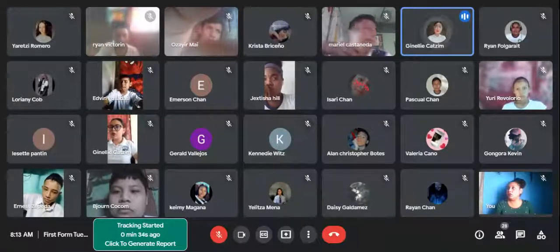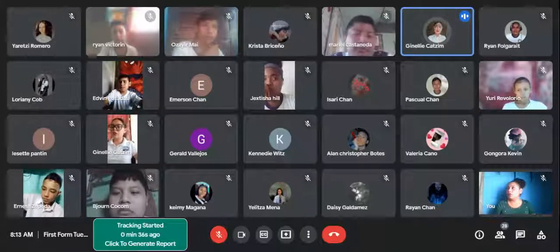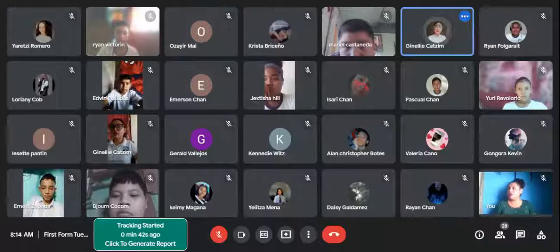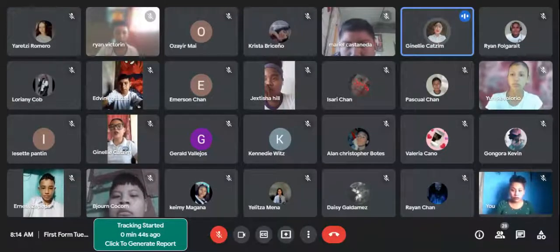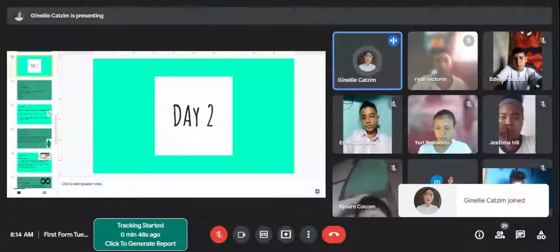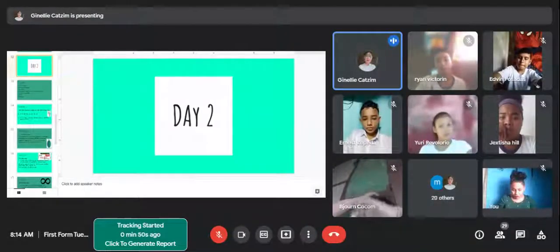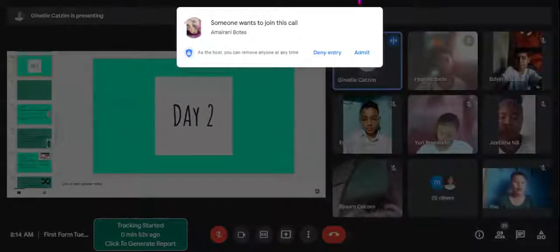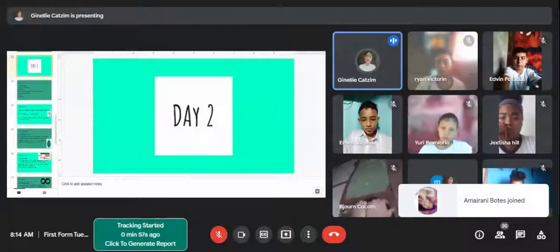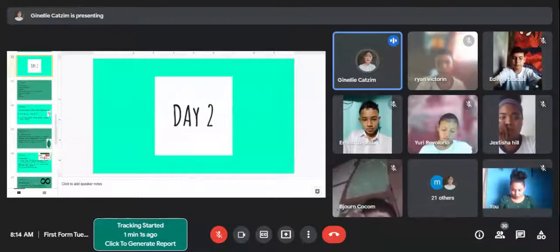So, last class we covered sets, an introduction to sets, elements, and the cardinality of a set, the cardinal number of a set. I'm sorry. So now that we have covered that, we have a short activity, just to remind you about the cardinal number of a set.